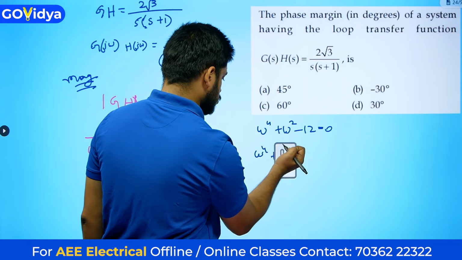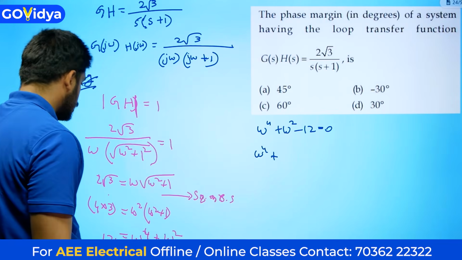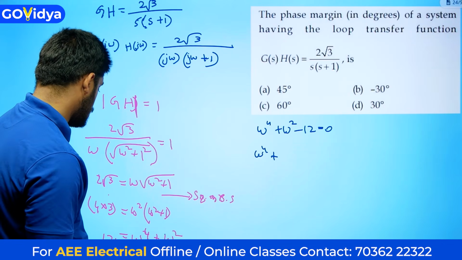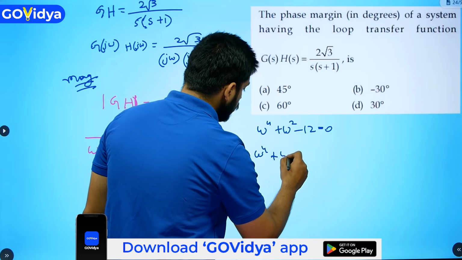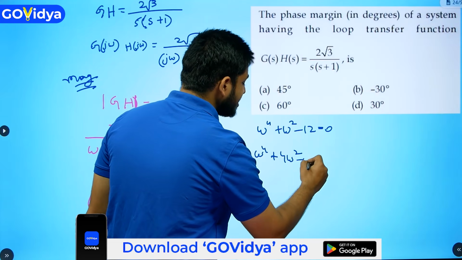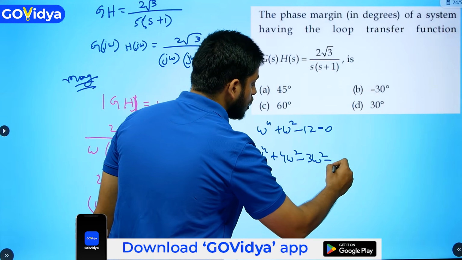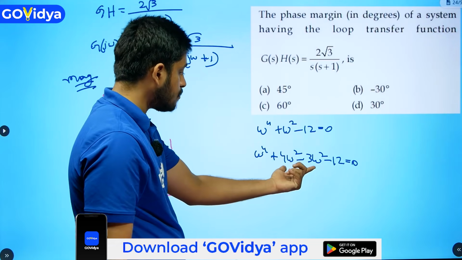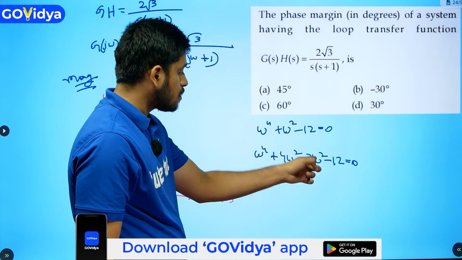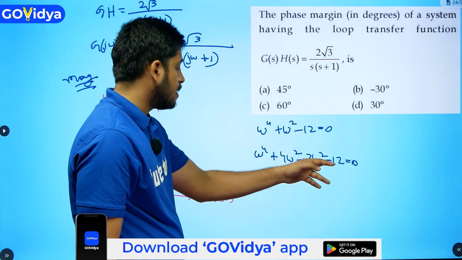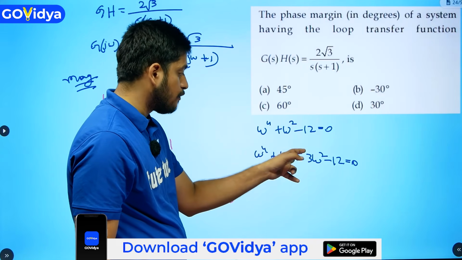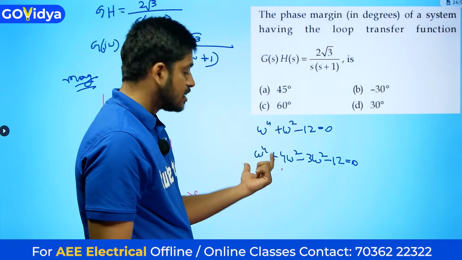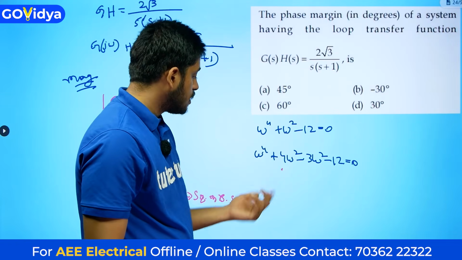I think this would be minus. One minute. Okay, right: 4 omega square minus 3 omega square minus 12 is equal to 0. We can write it this way, right? 4 omega square minus 3 omega square is omega square, and 4 into minus 3 is minus 12 omega 4, which is similar to the minus 12 omega 4. Directly I have taken the simplified version.